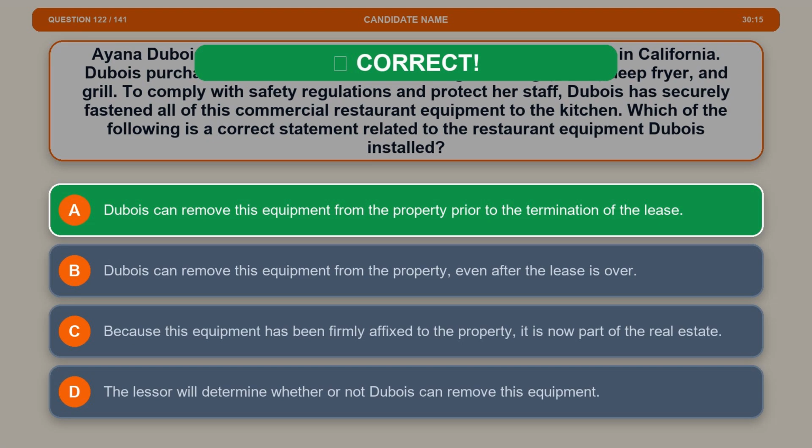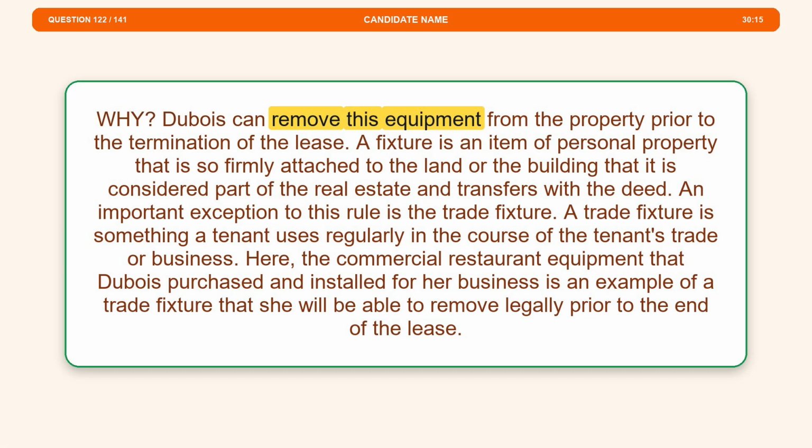The correct answer is option A. Dubois can remove this equipment from the property prior to the termination of the lease. A fixture is an item of personal property that is so firmly attached to the land or the building that it is considered part of the real estate and transfers with the deed. An important exception to this rule is the trade fixture.